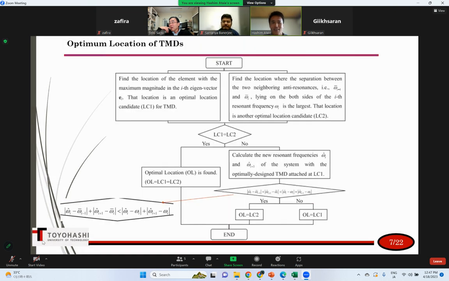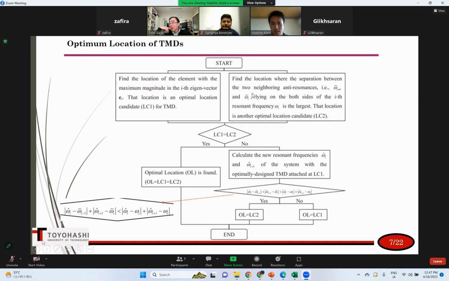Okay, anyway, the optimum location of TMD. The left hand is the same as the multi-mode strategy: in the first, second, and third modes, for example, the location where the amplitude of the mode shape is the largest is the location of TMD. But these authors proposed another approach also.